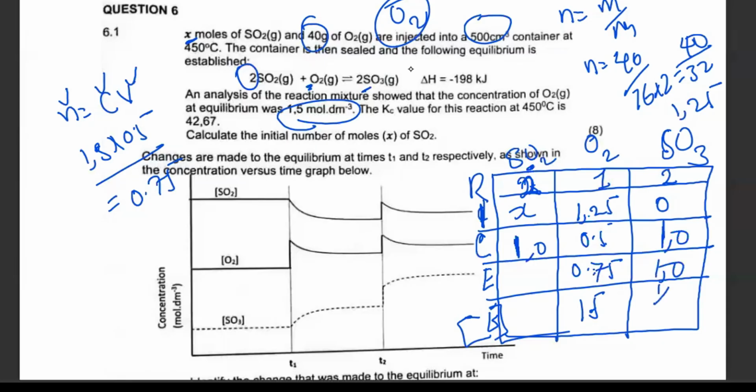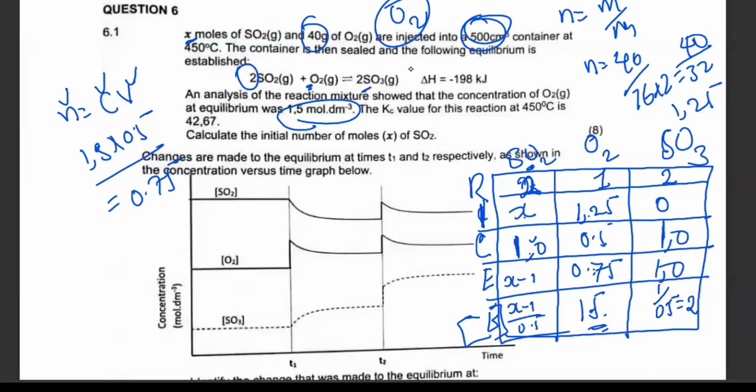Therefore, 1 divided by 0.5, because of this I have to change it into decimeter cubed, so it gives me 2. So this one is already known. Now I need to know what was there at equilibrium. What I started with and what I used will give me what was there at equilibrium. So it's going to be x minus 1, and the concentration is going to be x minus 1 over 0.5.